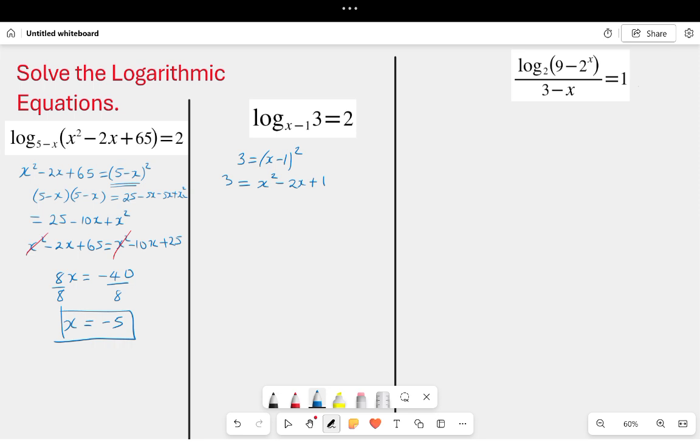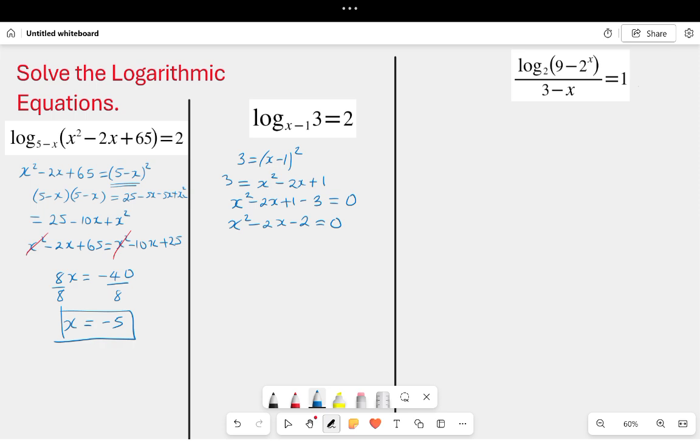Reorganizing this so that we have a 0 at one end of the equal sign, our equation is going to be x squared minus 2x plus 1 minus 3 is equals to 0. Now x squared minus 2x minus 2 will be equals to 0. So if we examine this quadratic equation carefully, we realize that we cannot factorize it. So we are going to use the quadratic formula.